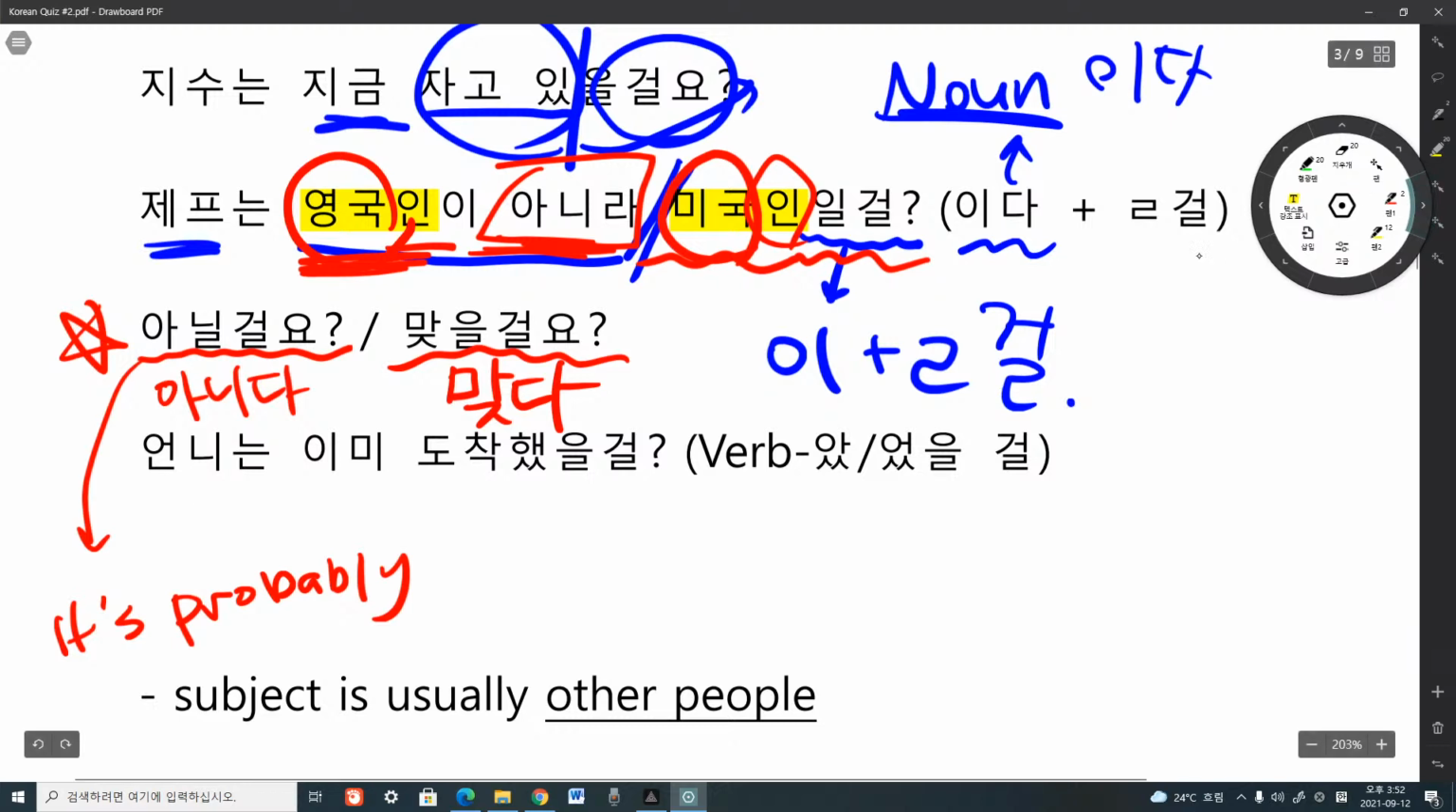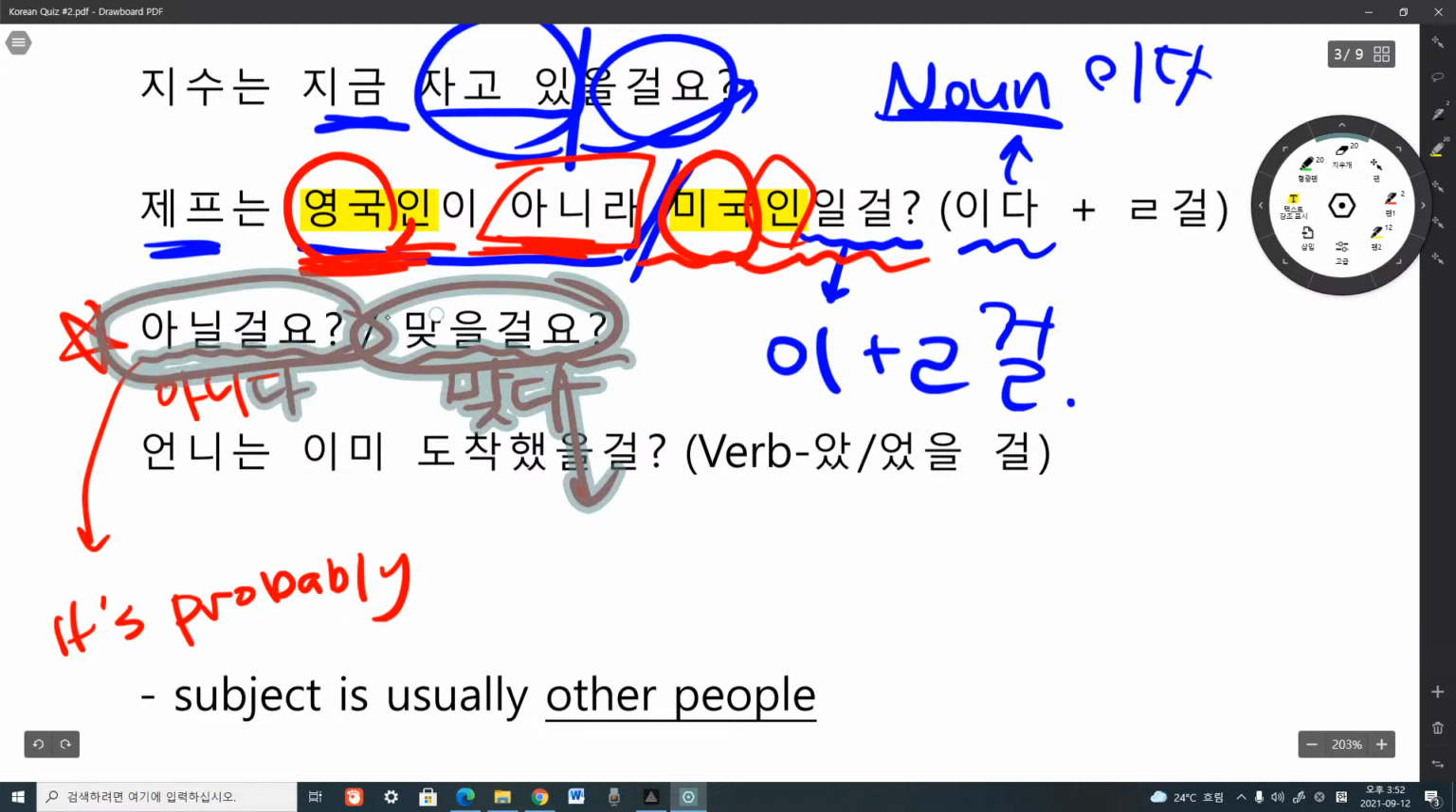아닐걸요? So if you say 제프는 영국인이 아니라 미국인일걸? Jeff is probably not British, but he's probably American. And if you want to refute that, but you're not 100% sure either, you can respond with 아닐걸요? 영국인일걸요? Probably not. 영국인일걸요? She's probably British. 그 다음에 맞을걸요? That's probably right. 다음에 언니는 이미 도착했을걸.